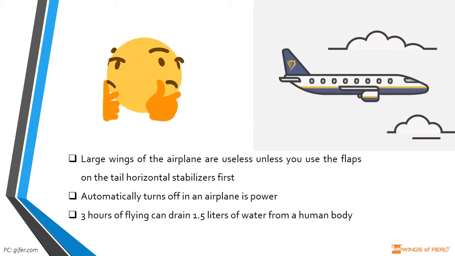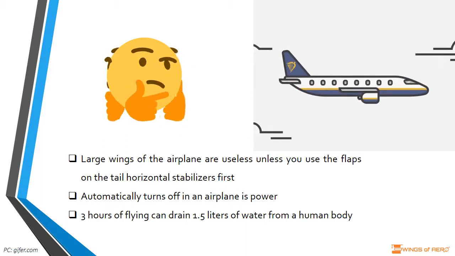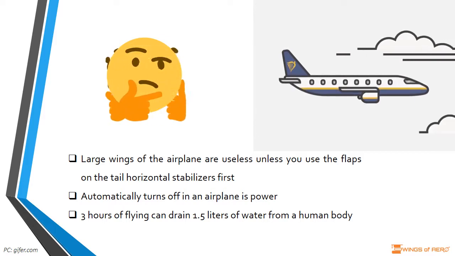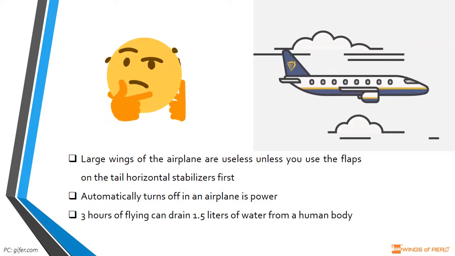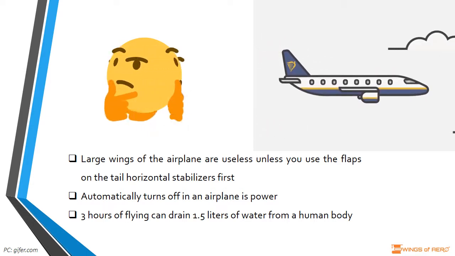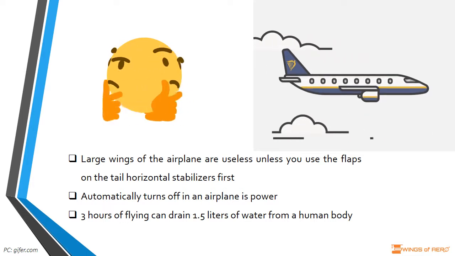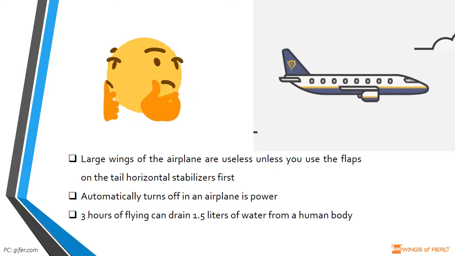If someone tells you after a long flight that you lost some weight, he is not lying to you. 3 hours of flying can drain 1.5 liters of water from a human body, provided you have not been drinking anything. Of course, you will not lose 15 kilos if you fly for 30 hours.